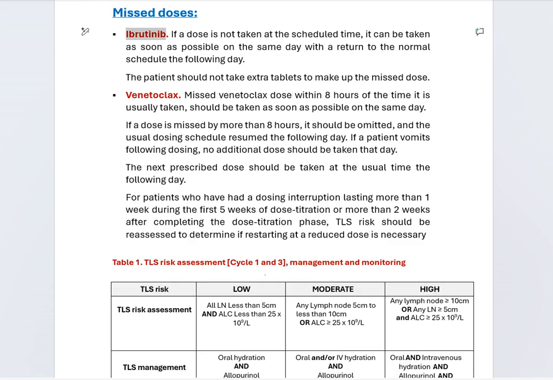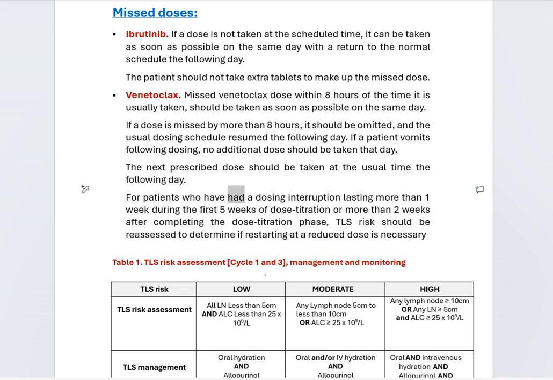Missed doses. Ibrutinib: if a dose is not taken at the scheduled time, it can be taken as soon as possible on the same day with a return to the normal schedule the following day. The patient should not take extra tablets to make up the missed dose. Venetoclax: a missed dose within 8 hours of the time it is usually taken should be taken as soon as possible on the same day. If a dose is missed by more than 8 hours, it should be omitted, and the usual dosing schedule resumed the following day. If a patient vomits following dosing, no additional dose should be taken that day. The next prescribed dose should be taken at the usual time the following day.